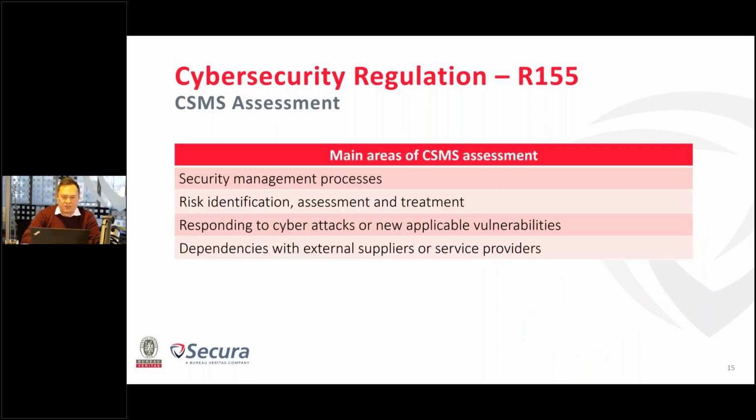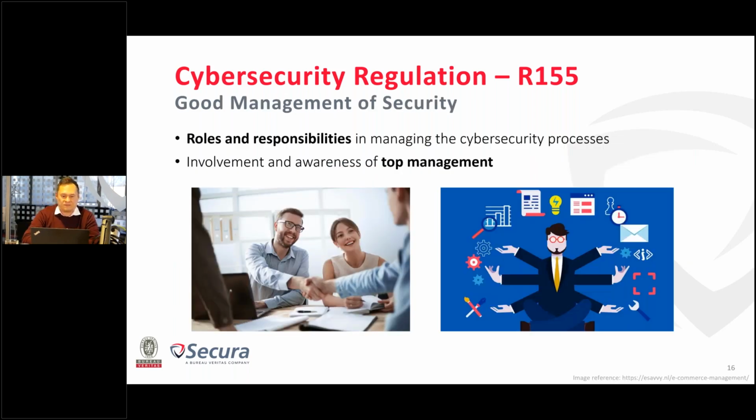Now, if we take a look at the main areas of R155, we see 4 types of processes, which are the security management processes, then the processes linked with risk management, then the ones linked with incident and vulnerabilities monitoring and response, and finally dependencies and management of suppliers. So what we'll do over the next couple of slides is give a few notes, high level, for each of those types of processes, starting with security management.